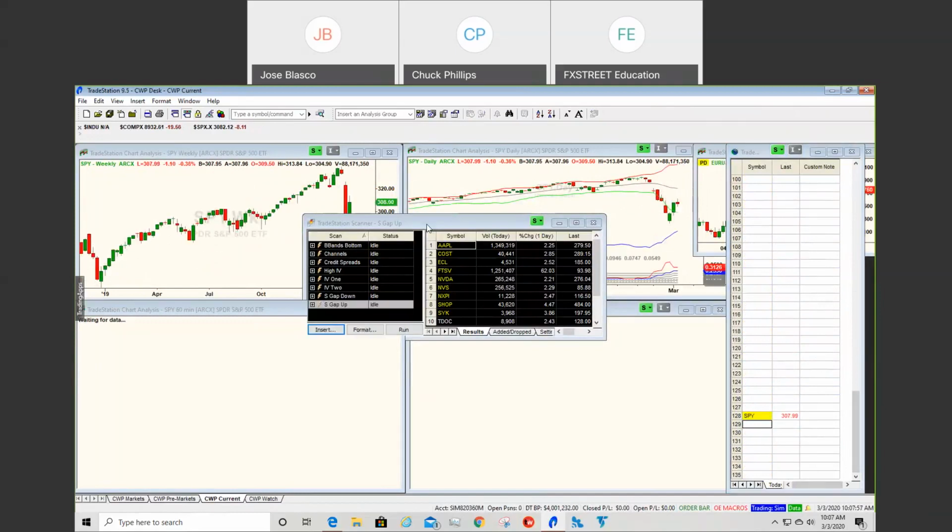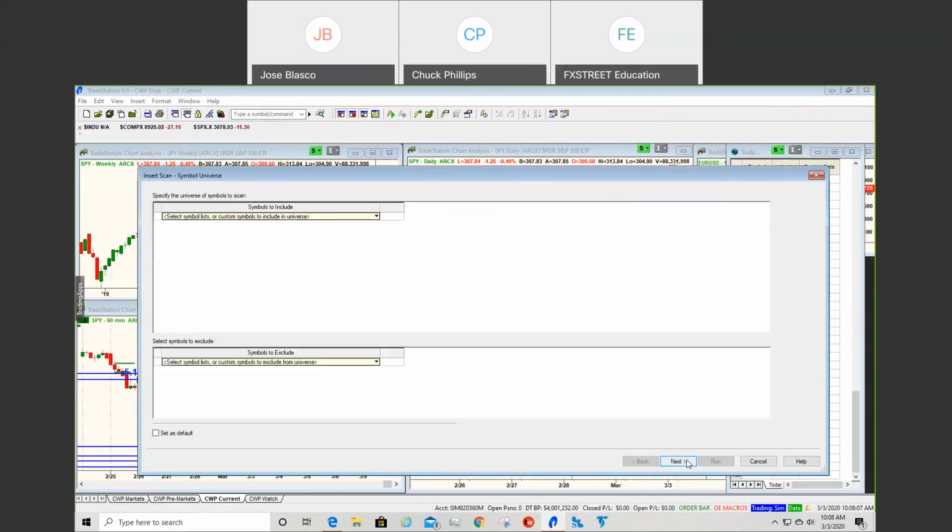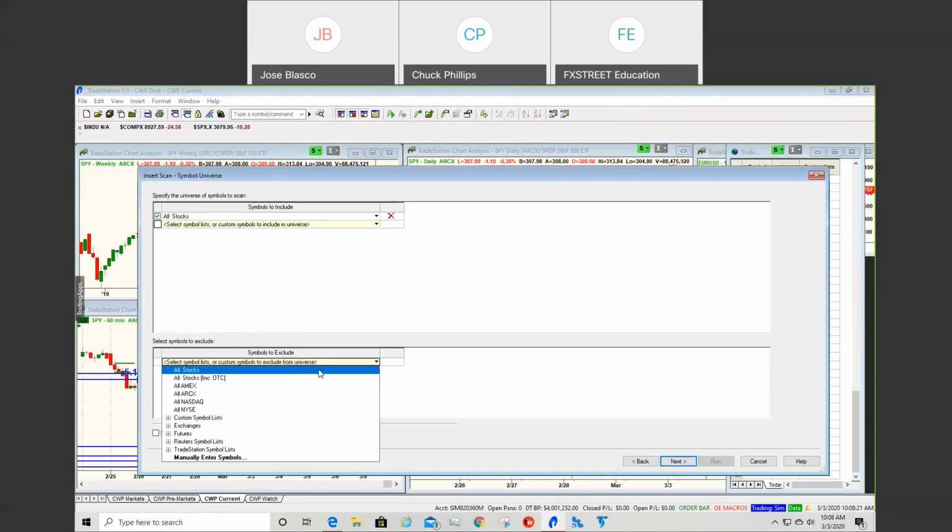Okay. So we are going to create a new scan. Give it a name. Next. Tell it what you want to look for. I'm going to look in all stocks, and then down here, you should never touch this, because if you hit all stocks, it's going to say, look at all stocks, but exclude all stocks. The only reason I would recommend doing it is if you build yourself a file that you don't want to look at. Okay? So this is a list of stocks that I don't want to look at.